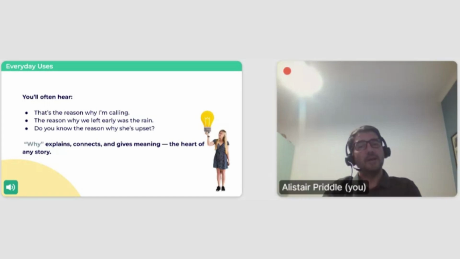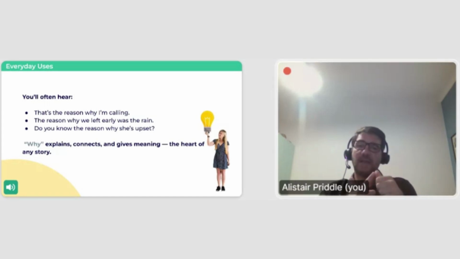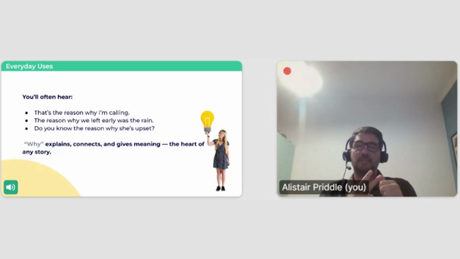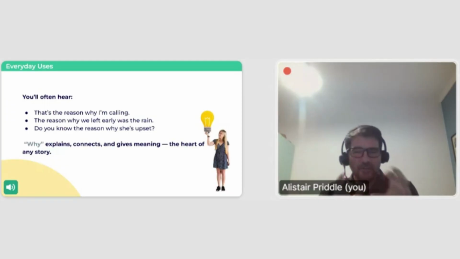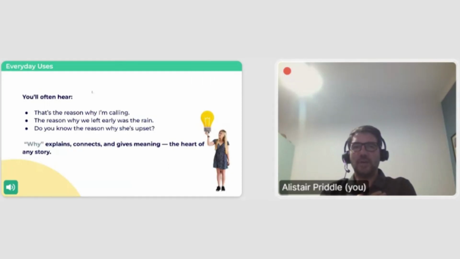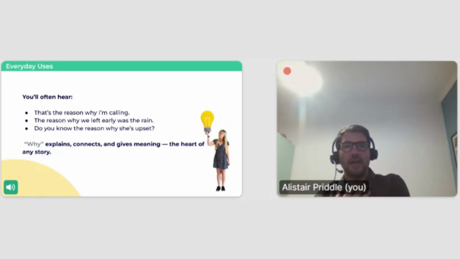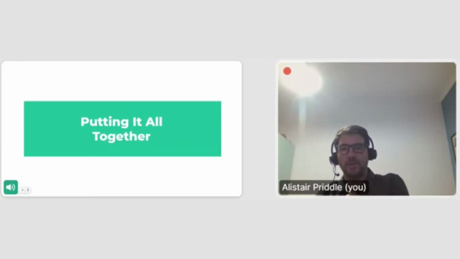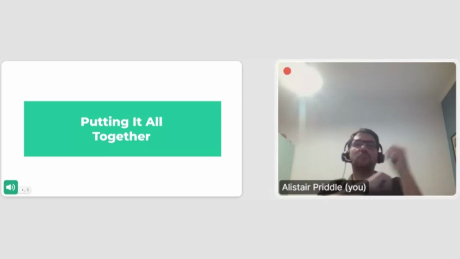So why explains, connects, and gives meaning. It's at the heart of any story. Okay, so we're looking at when, where, and why to improve how we communicate and tell stories, relate things that are emotional to us. So how can we put it all together?